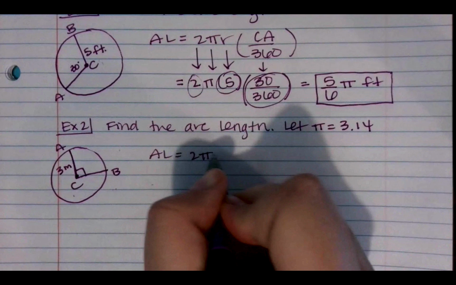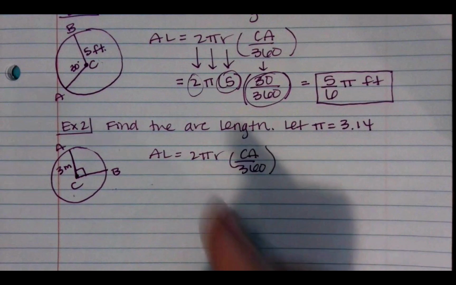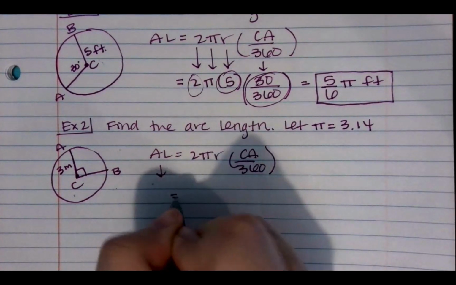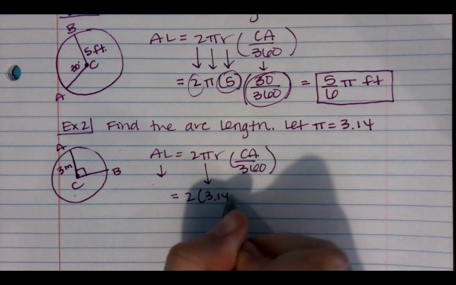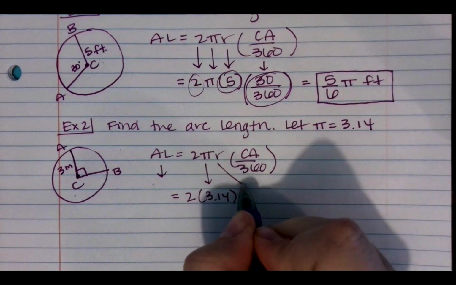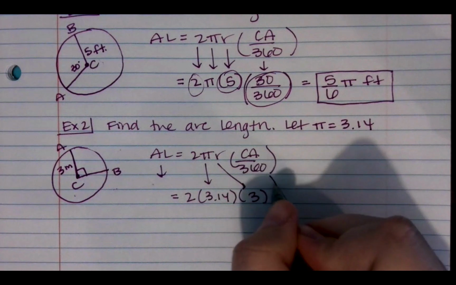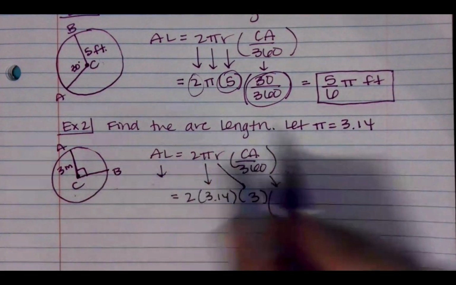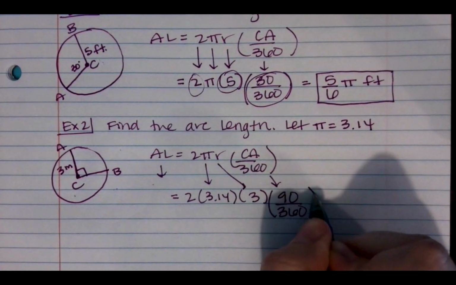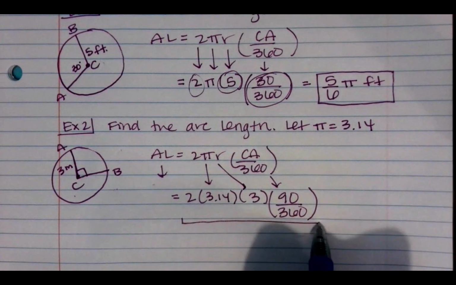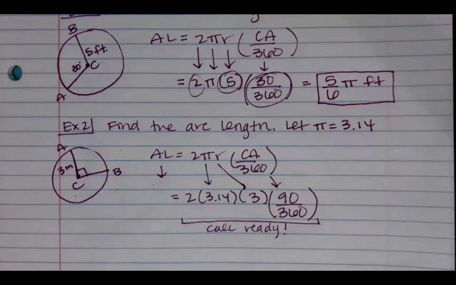I'm going to just write my formula just until I feel super comfortable with what I'm doing. I'm going to plug things into it. Looking for this arc length, I don't know. 2, what am I plugging in for pi? 3.14. What am I plugging in for my radius? Just 3. And then my central angle. This guy doesn't tell me, but we know what it is, 90. Again, over 360. This guy is absolutely calculator ready. We can just plug this whole thing in and get an answer.